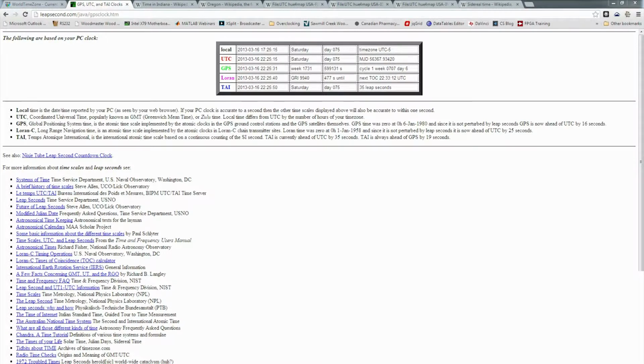Let's talk about time zones. Prior to accurate mechanical clocks, localities observed apparent solar time. Essentially, noon was when the sun was most directly overhead. The following paragraph is directly from the Wikipedia article on time zones.